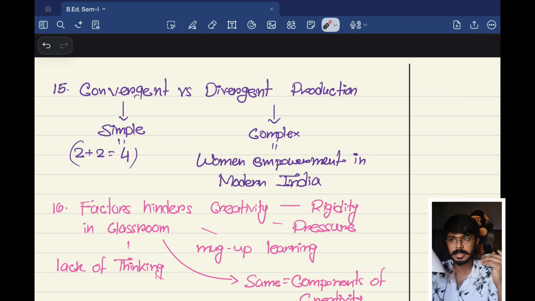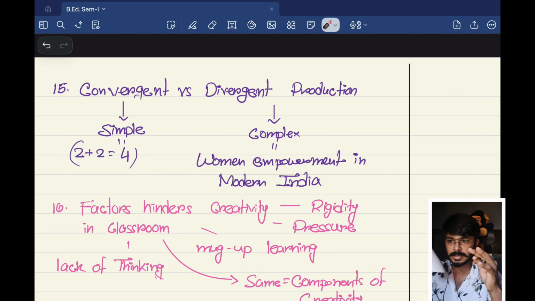The volcano can be under the ocean. Whenever the volcano erupts, it can cause a tsunami. Whenever there is an eruption, various mountains will be formed when the lavas or the magmas come together and harden, right? So convergent means very simple. You just add 2 plus 2 equals 4.